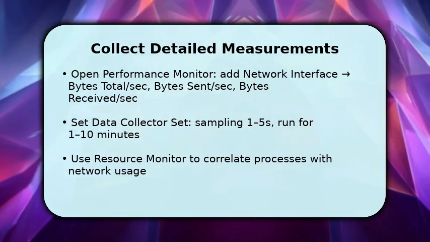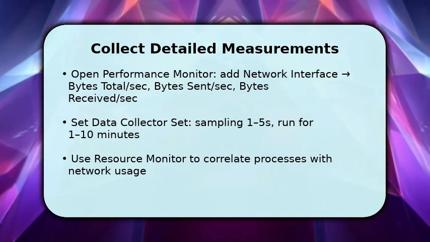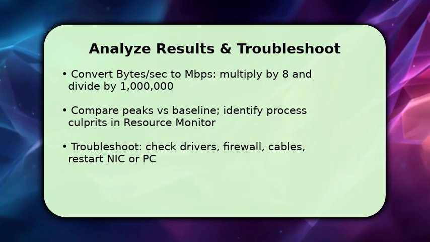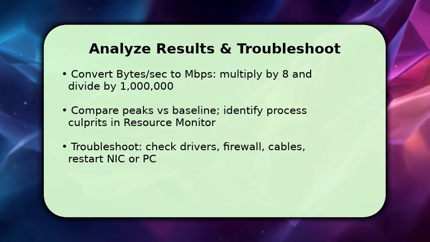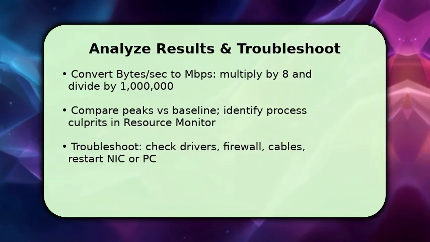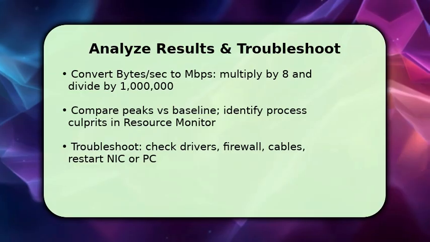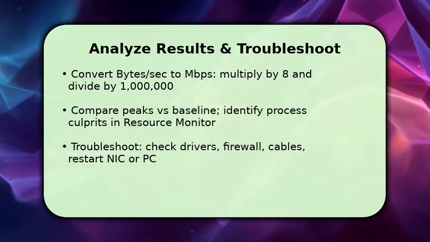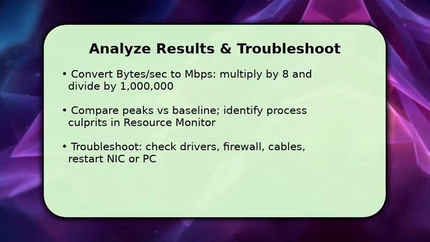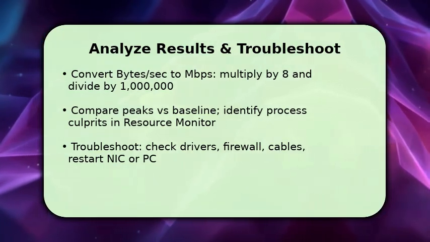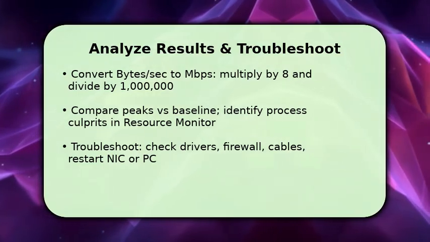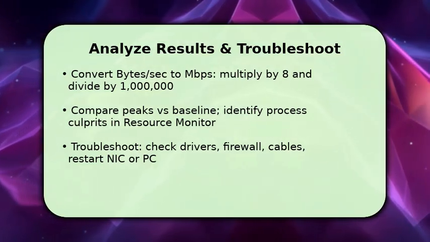Finish by interpreting your logs and resolving issues. Open the saved Performance Monitor log. Convert bytes per second to megabits per second by multiplying by 8 and dividing by 1,000,000 so you see Mbps. Compare peak values against your ISP plan and baseline to spot anomalies. If one process causes spikes, take action: update drivers, check firewall rules, replace cables, or restart the network adapter. If no data appears, make sure Performance Monitor ran.